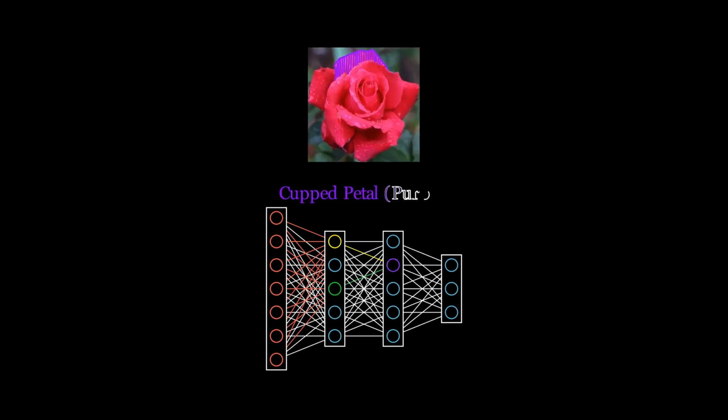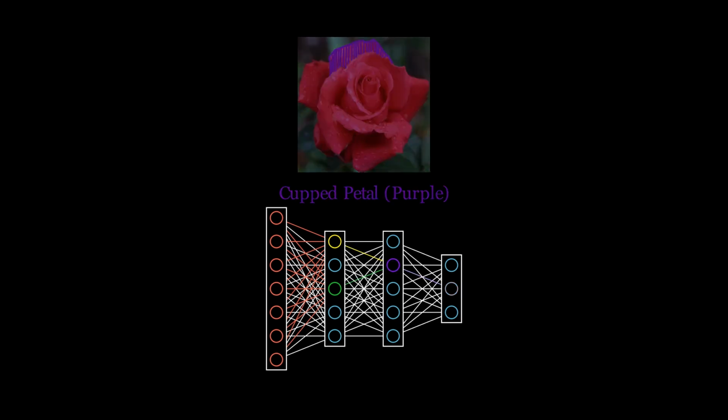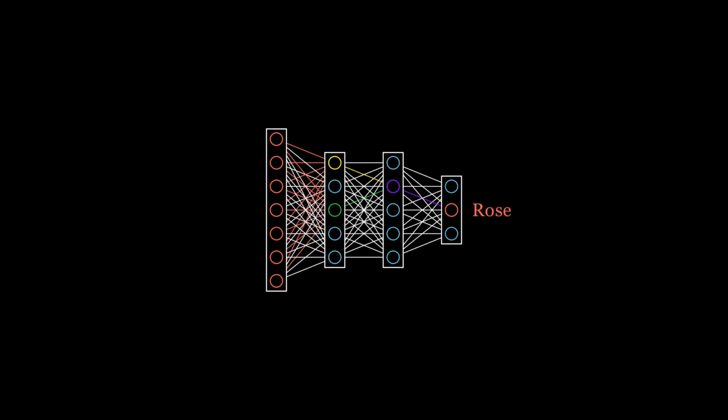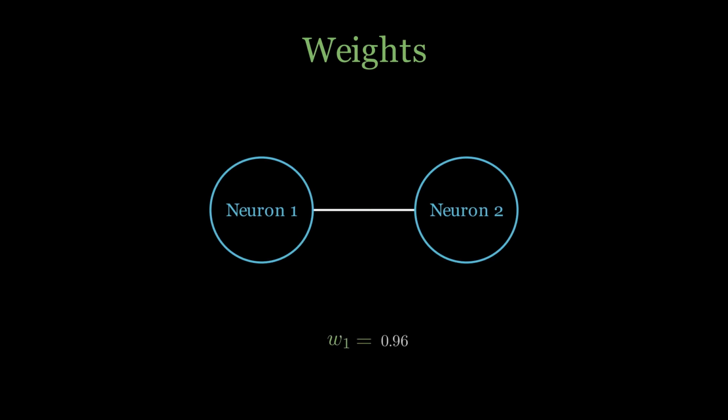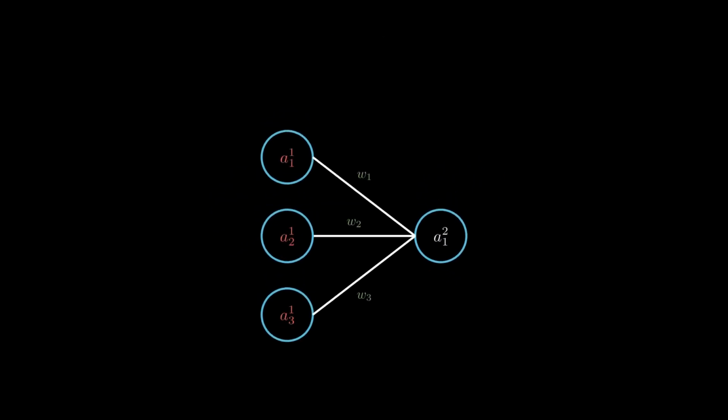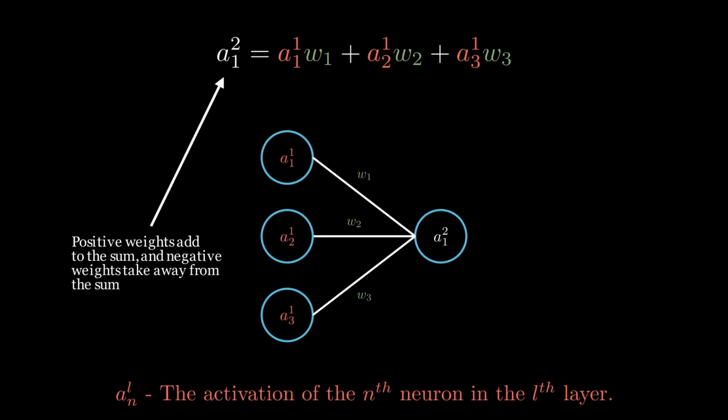In this way, the network can piece together these lines and shapes and identify distinctive features of the flower in the image. Special parameters called weights make this all possible. Weights can be thought of as the strength or influence of a connection between two neurons. The activation of a neuron is just a weighted sum of all the activations of neurons in the previous layer according to their corresponding weights.